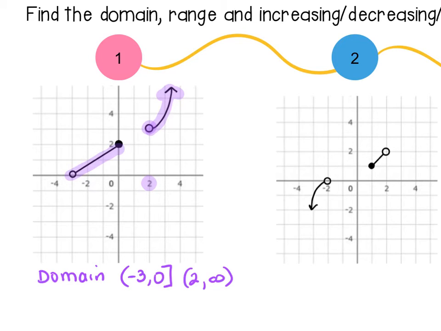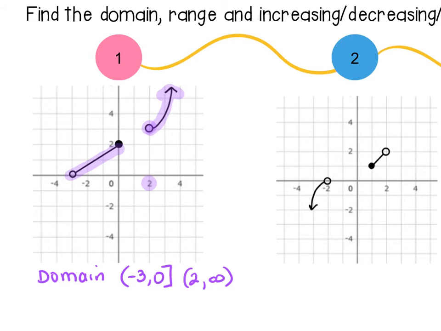Wait, so where does it break on the first one? So it stops, like go from left to right, right? My graph starts here. I have points here, points here, points here. It stops here, and then it starts again here. So you're going left to right for domain. Domain is always left to right. Okay, now we're going to go range, which is bottom to top.